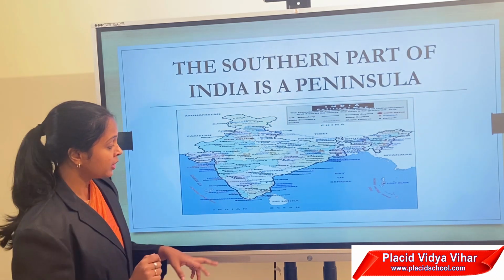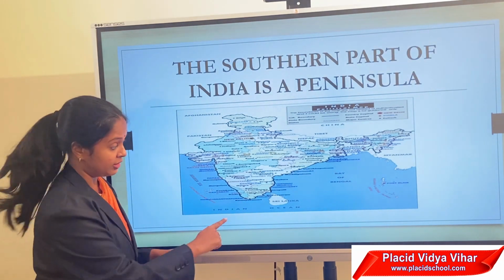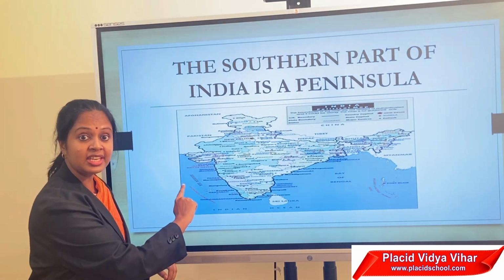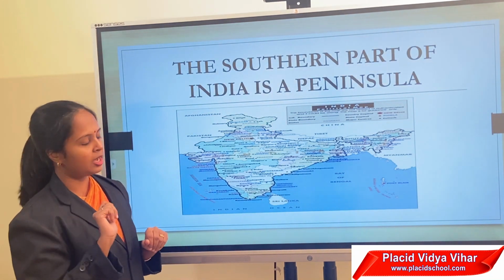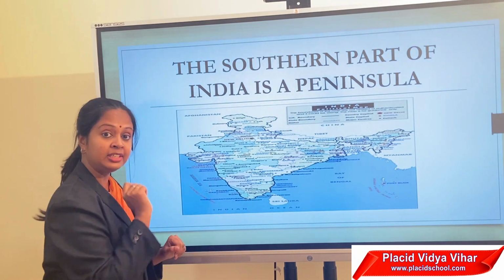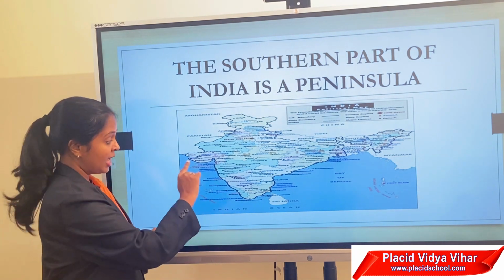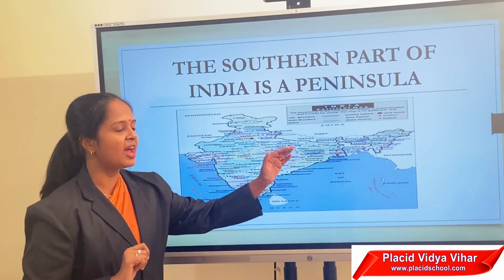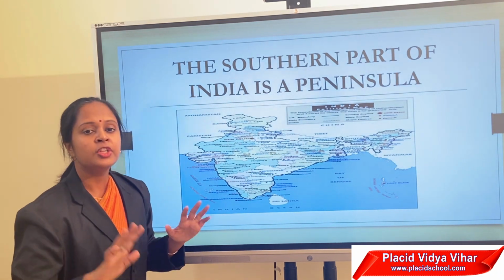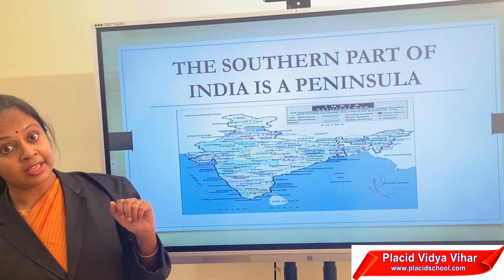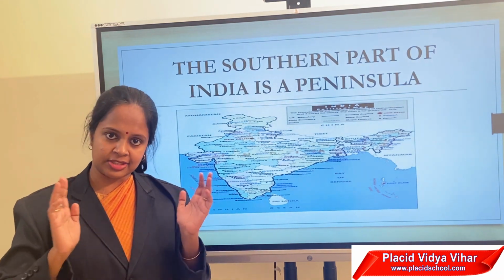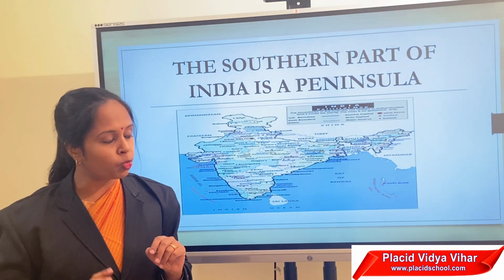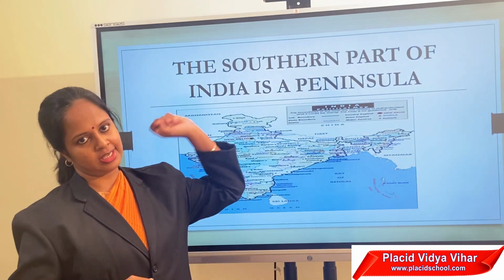Look at the map. We have Indian Ocean in the south, Arabian Sea in the west and Bay of Bengal in the east. So the southern part of India is a peninsula. What does it mean? A peninsula is an area surrounded by water on 3 sides.